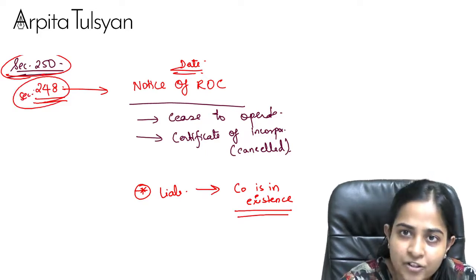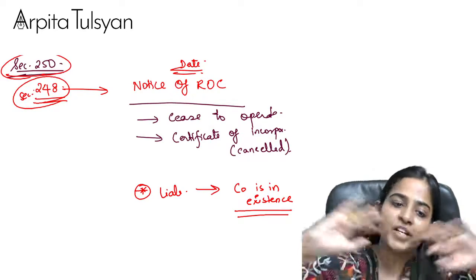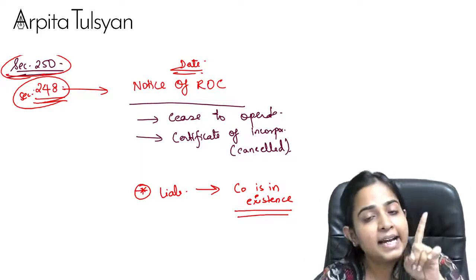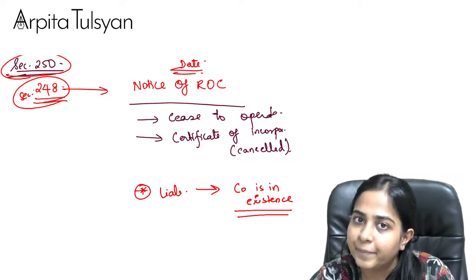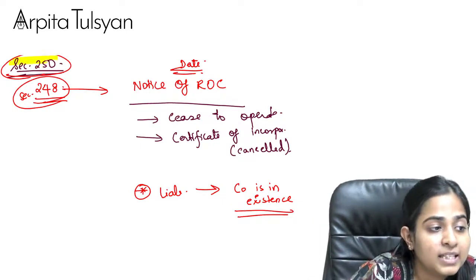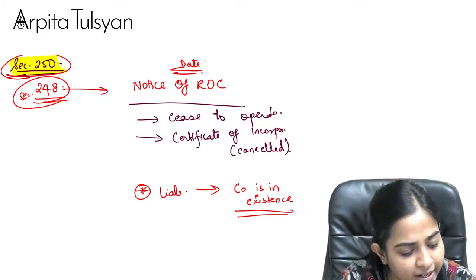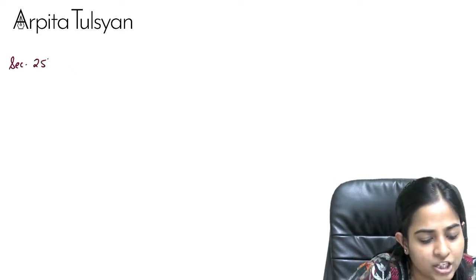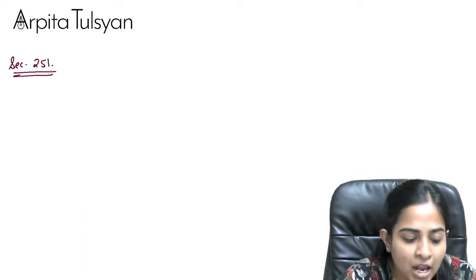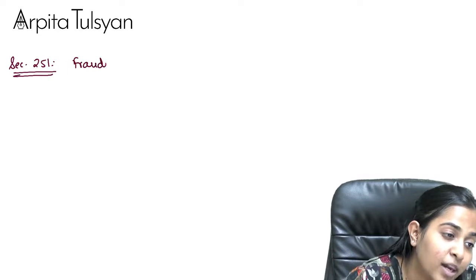Section 250 talks about the after effect of section 248. In 248, the name was struck off. So what will happen? The company's operations will stop and the company's certificate of incorporation will be deemed to have been cancelled. But the interest of creditors, the interest of all the liability holders, will be protected. This is told in section number 250. Very clear with this? Yes. And now, going on to the next one, that is section number 251. 251 talks about fraudulent removal of name.